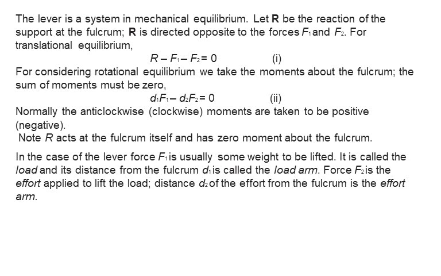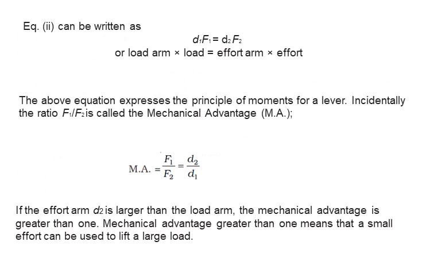In the case of the lever, force F1 is usually some weight to be lifted and it is called the load, and its distance from the fulcrum is called the load arm. Force F2 is the effort applied to lift the load and its distance from the fulcrum is the effort arm. Equation 2 can be written as D1 F1 equals D2 F2, or load arm into load equals effort arm into effort.